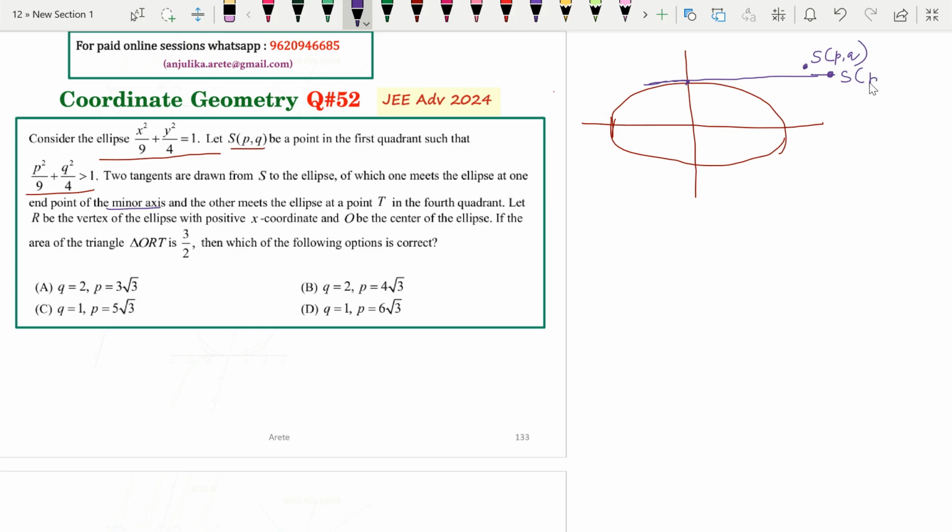If S is on this line, what's the equation? Y is equal to 2. That means the y coordinate should be 2. So you already got that your Q value is 2. You see that they're just asking Q. So only A and B options could be true.